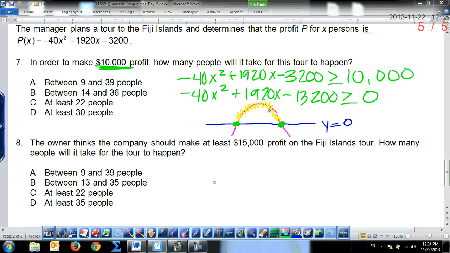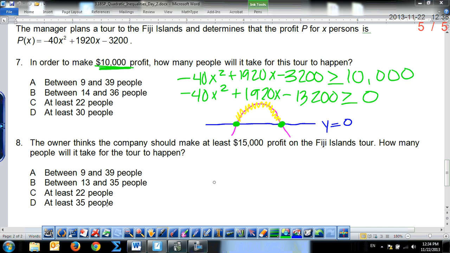Now, are we interested with where the vertex is in this particular problem? No, because it doesn't say what's the maximum profit. It says how many people would be needed for my profit to be above 0. Okay? So don't waste your time when you set your window messing with the Y max. You don't really care. All you really care about seeing are your zeros. And when you calculate your zeros, you're going to get these 2 values, and it's going to help you narrow down to a solution. Everyone okay with that? Okay.